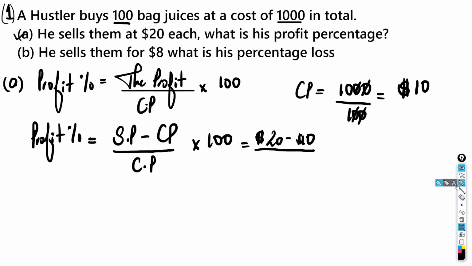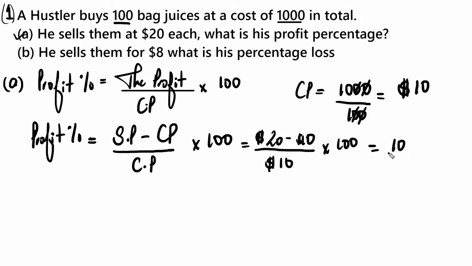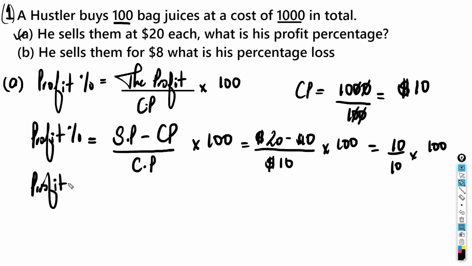Right, all over the cost price, which is $10, multiplied by 100. So this 10 minus the 20 would give us 10 over 10 multiplied by 100, and the profit percentage is equal to 100%. So he made 100% profit on each bag of juice when he sells them at $20. All right, cool. So we're good there.